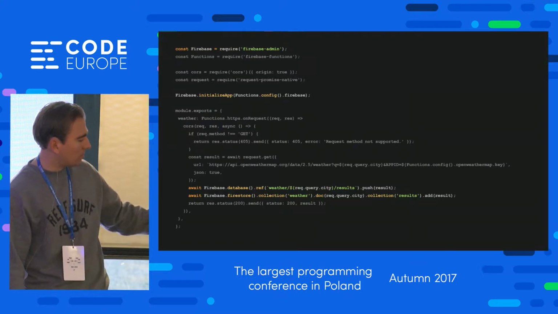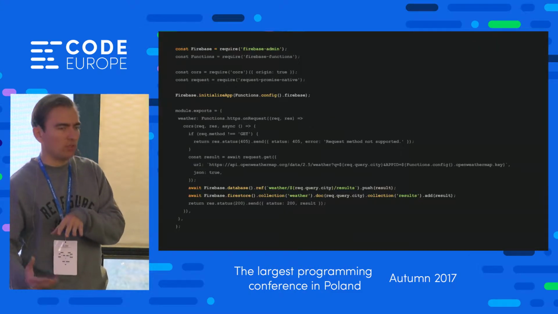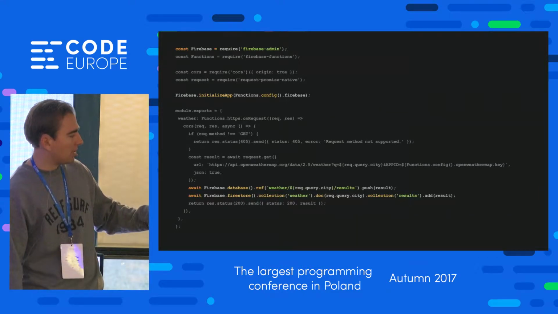And then the other one is firebase.firestore. It's their new product called Firestore, which is kind of like MongoDB. So you've got collections of documents. You've got documents more structured. It's better for more complex data.